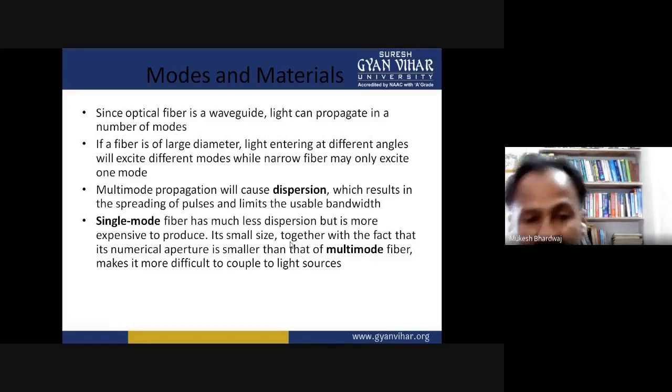Now, in the structure, core diameter is 50 to 400 micrometer. Clad diameter is about 125 to 500 micrometer. Buffer jacket diameter is about 250 to 1000 micrometer. And the numerical aperture is 0.16 to 0.5. Now the performance characteristics: attenuation 2.6 to 50 dB per kilometer at a wavelength of 0.85 micrometer, limited by absorption or scattering.